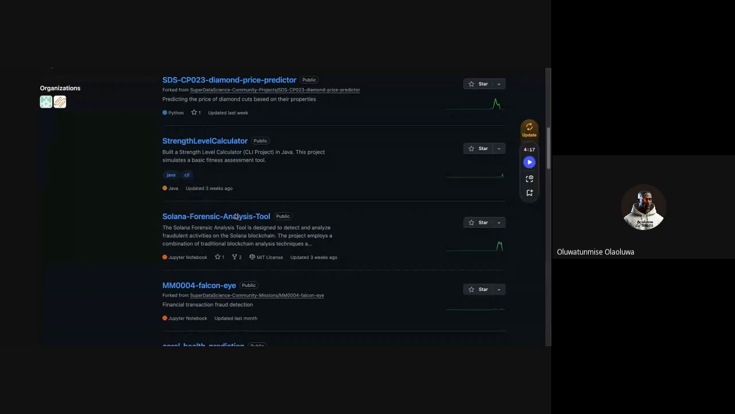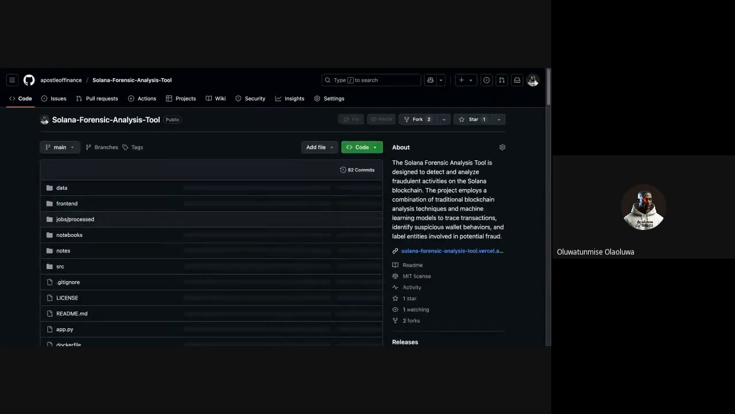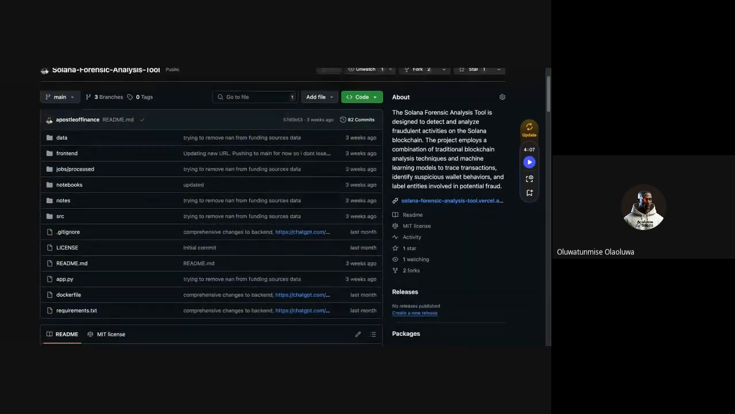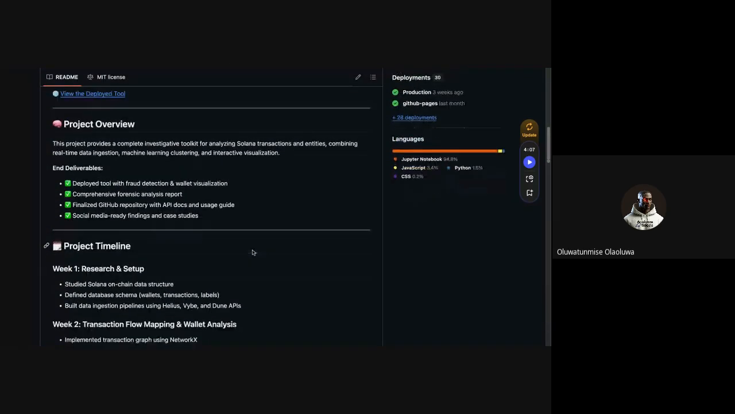Can you see my repo? Almost there. Yes, Solana forensic analysis. Yes, so this is a Solana forensic analysis tool designed to detect and analyze fraudulent activities on the Solana blockchain. The project combines traditional blockchain analysis techniques, and so on. So this is one of the projects I built.